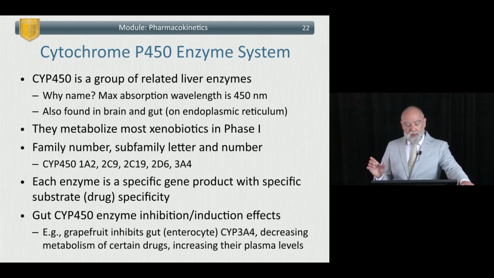Gut. Now, talking about the gut CYP450 enzyme inhibition and induction effects. So now we're not talking about the liver ones, but I just wanted to point out, because again, as I mentioned, the CYP450 enzymes are also in other organs, including the gut. So for example, grapefruit inhibits gut CYP3A4, decreasing metabolism of certain drugs, increasing their plasma levels. So grapefruit works both at the liver level and at the gut level.